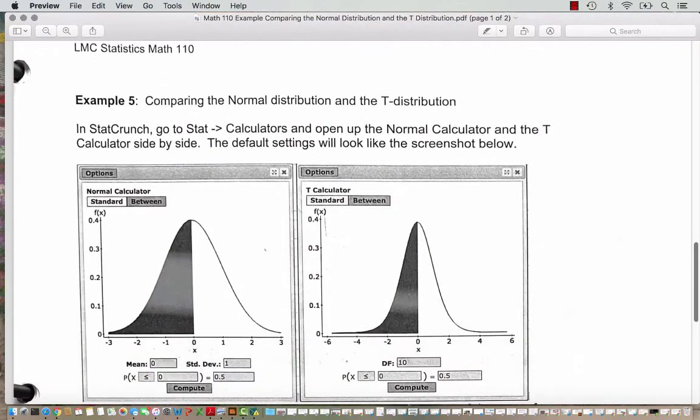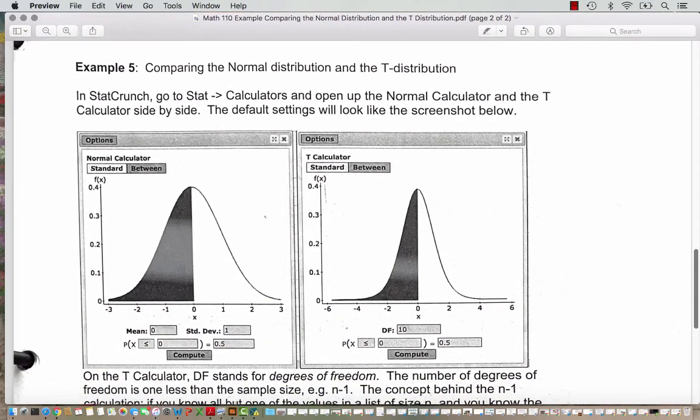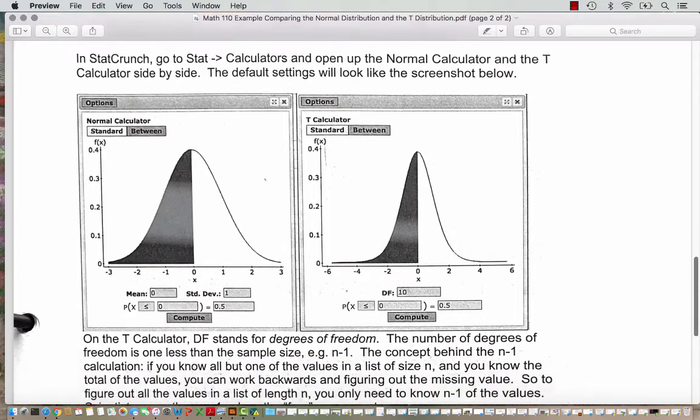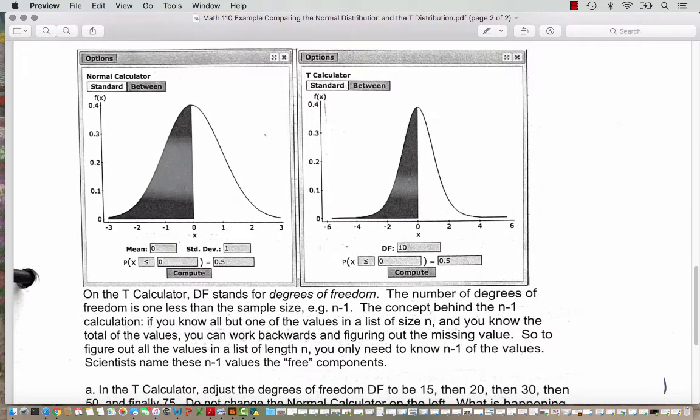So let's look at an example comparing the normal distribution and the t-distribution. So we're going to head into StatCrunch, go to Stat Calculators, and open up a normal calculator and a t-calculator side by side. The settings are going to look like the screen below. Over here on the right, you see the t-distribution has df, which stands for degrees of freedom. The number of degrees of freedom is one less than the sample size, n-1.